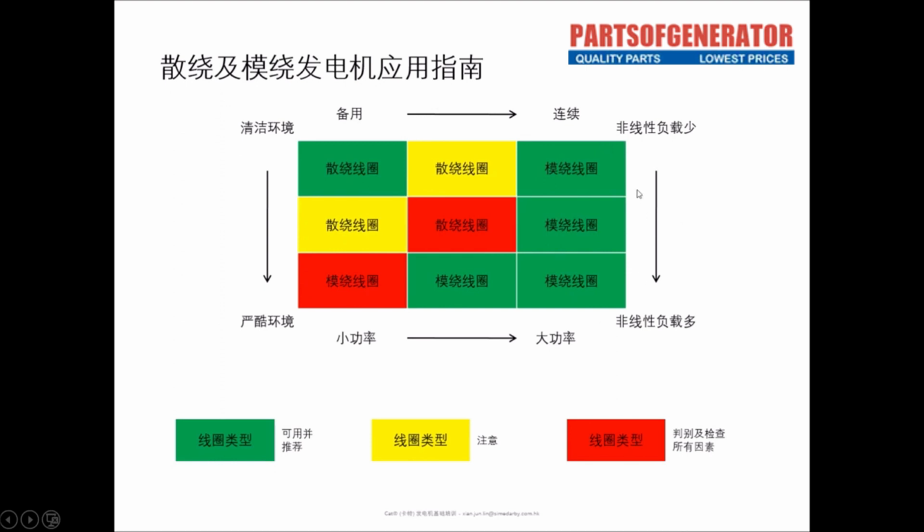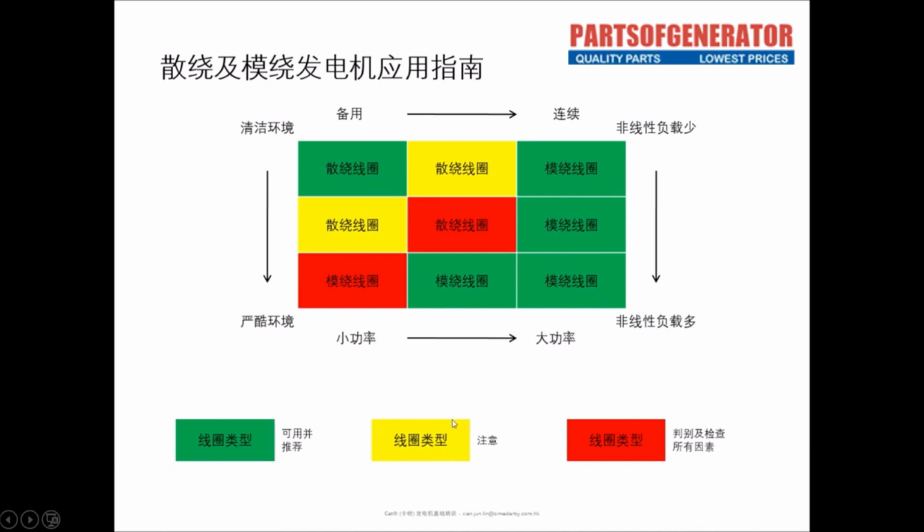The fourth aspect is the nature of the load. If the nonlinear load is small, we can consider using a loose wound coil. If there are many nonlinear loads, you must use mold wound coils.